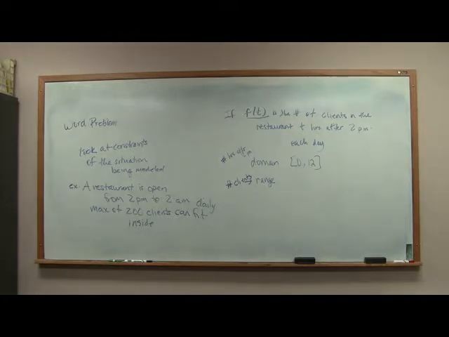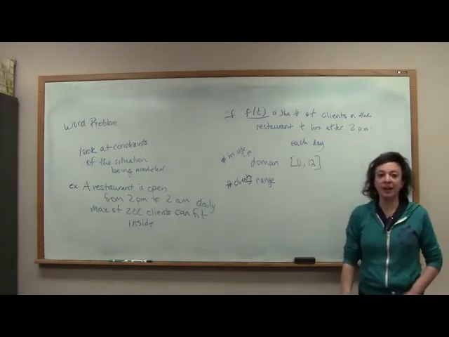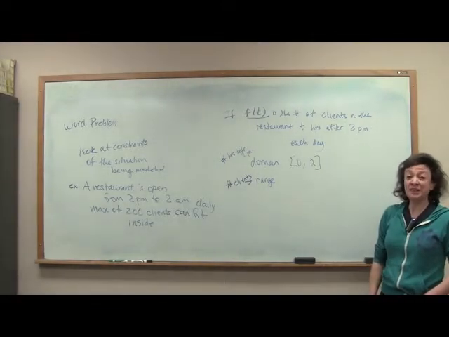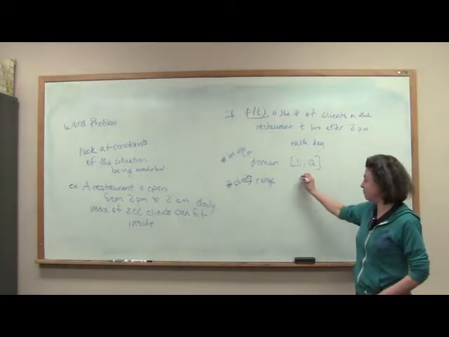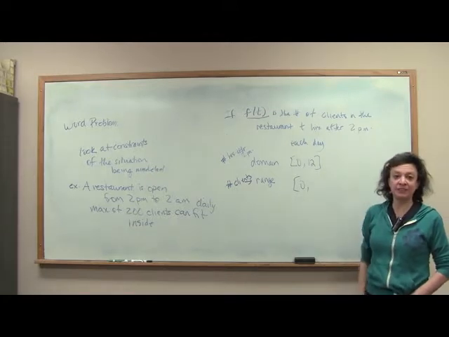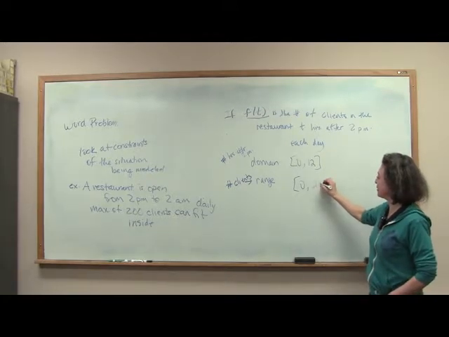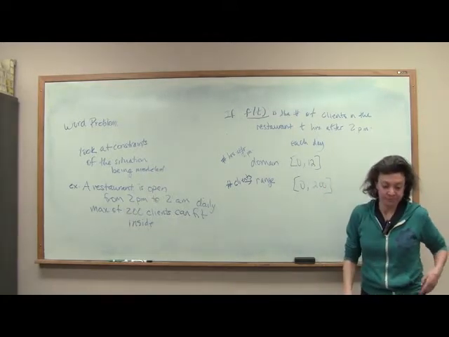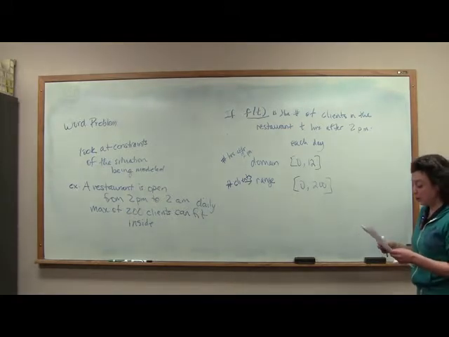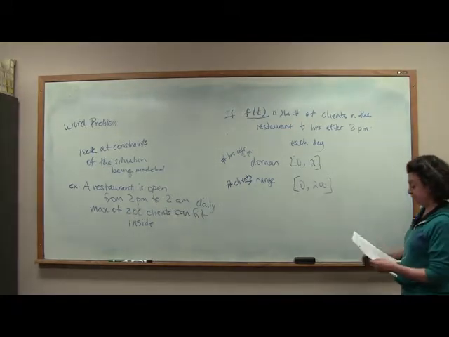Now let's talk about our range. Well, our range represents the number of clients, in other words, the number of people who come in to eat. What's the smallest number we could have? Nobody. And what's the largest that can fit in the restaurant? 200. All right. Let us do one more example here.